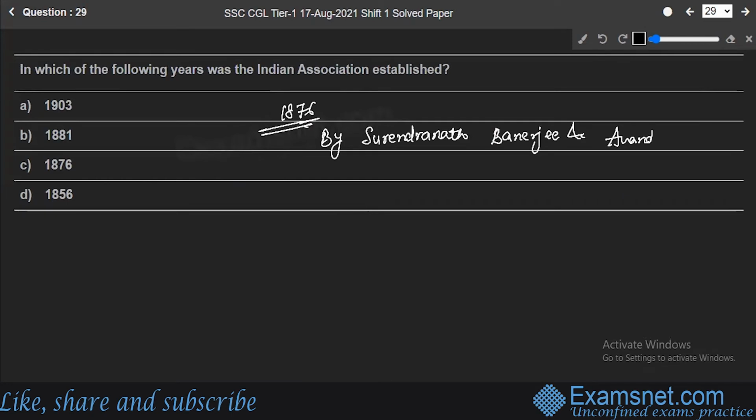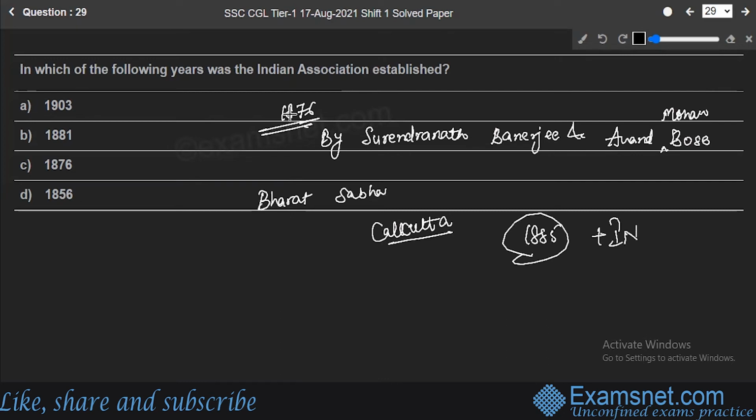It was the first approved nationalist organization, founded in 1876 by Surendranath Banerjee and Anand Mohan Bose. It was originally established as Bharat Sabha and held its first annual conference in Calcutta. It merged in INC in 1885. That's Indian National Congress. So option 1876, that's option C, is the answer to this question. Hope you are clear. Let's move to the next question, number 30.